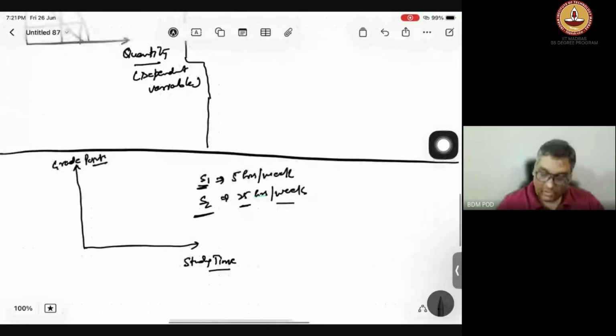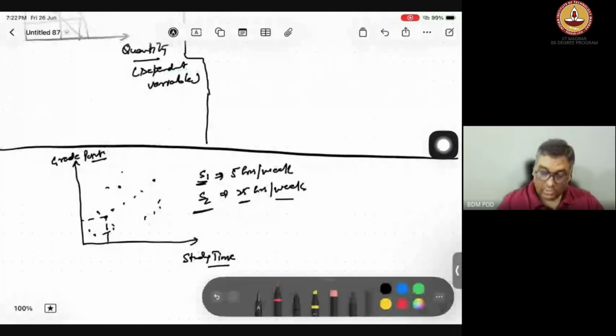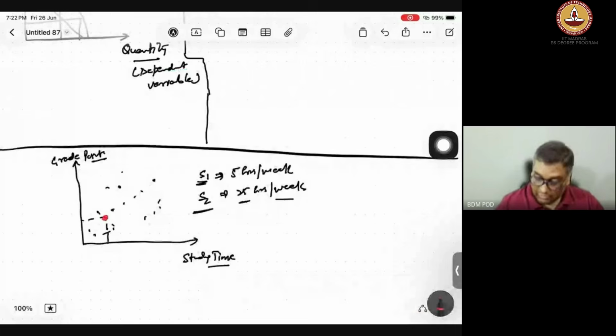If you plot it, suppose this is 5 hours per week and this is 25 hours per week. In between, you have a lot of students, so here also you have multiple students. But you are focusing on two students. You have taken only two variables, so one is here and one is here. From this plot, what are the things you are interpreting? What are your interpretations?